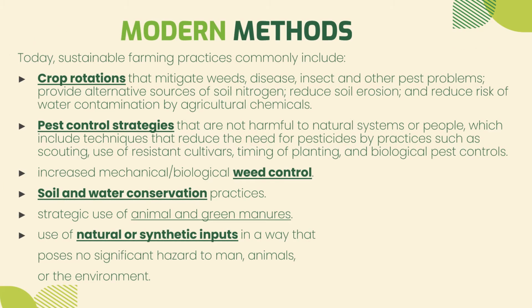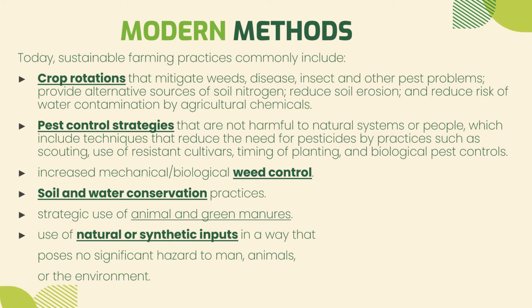Let's see the modern methods. Today's sustainable farming practices commonly include number 1. Crop rotations that mitigate weeds, disease, insect and other pest problems, provide alternative sources of soil nitrogen, reduce soil erosion and reduce risk of water contamination by agricultural chemicals.